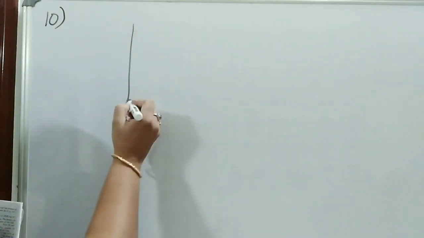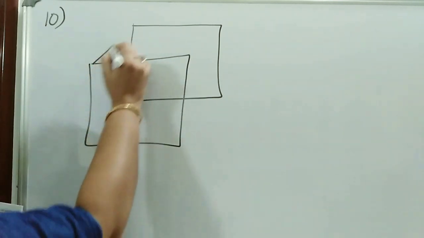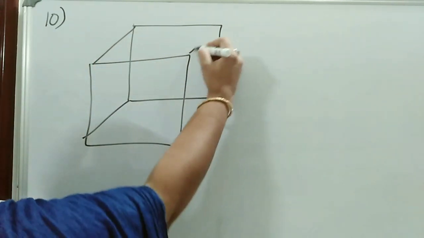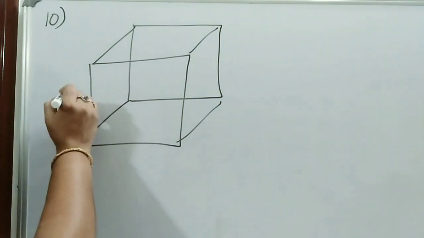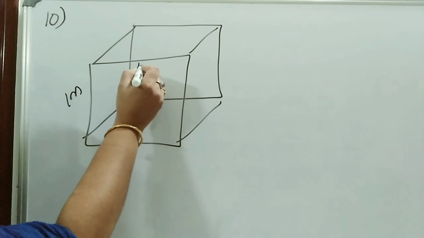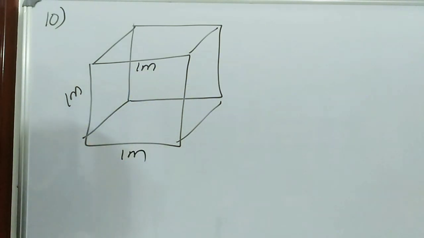Next question number 10. A cubical tank. How will you draw a cube? A cubical tank of side 1 meter. So length 1 meter, breadth 1 meter and height 1 meter. So that is the particularity of a cube. Length, breadth and height are same. Filled with 800 kg of liquid. So first we have to find the volume.